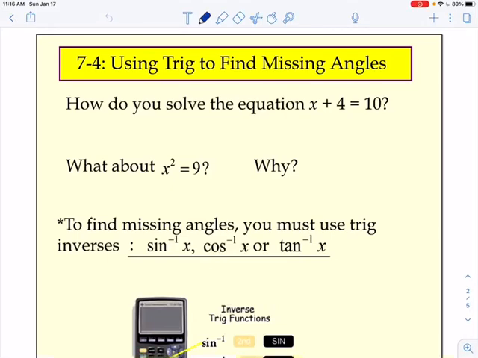Okay, so today we're going to talk about section 7.4. We're still going to talk about our trigonometric ratios, but instead of finding the measure of a side of a right triangle, now we're going to find the measure of a missing angle.